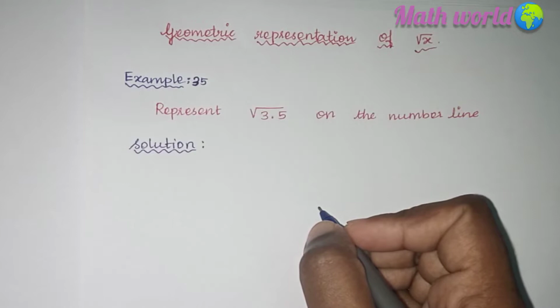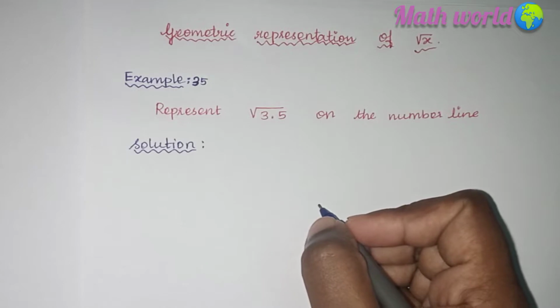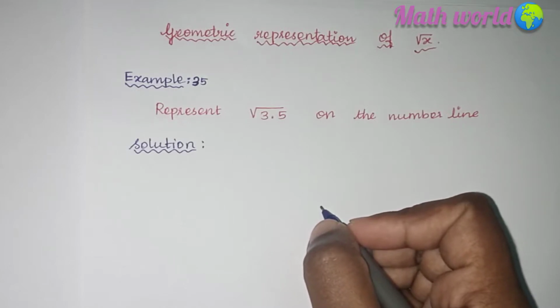Today let me discuss this geometric representation of root x. This x may be a number or a decimal number. Here we are going to see this x as a decimal number. So first, example number 35: represent square root of 3.5 on the number line.